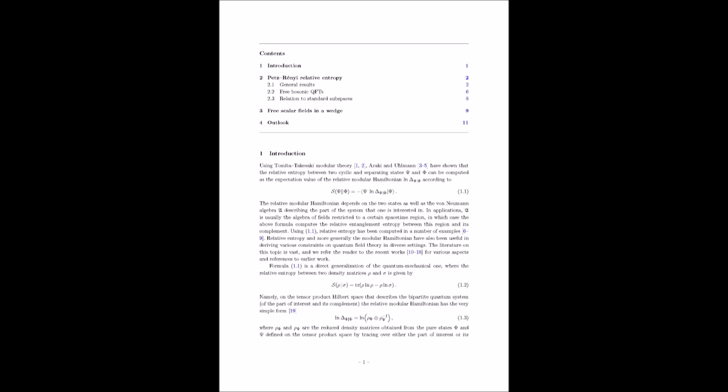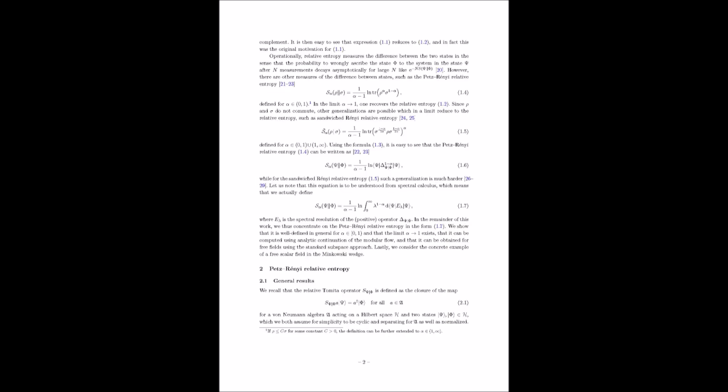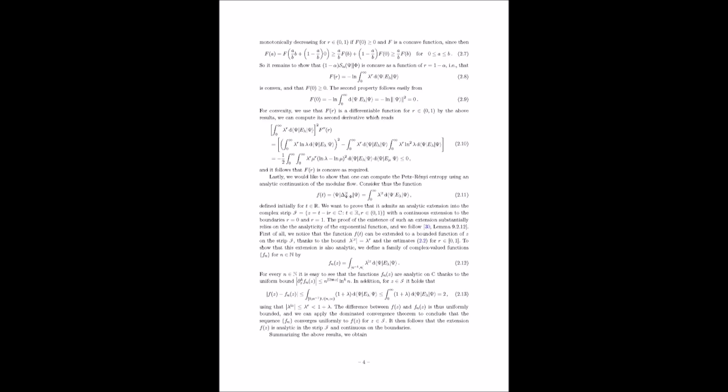Before the break, we were discussing the intricacies of analytically continuing the two-point function to derive the Petz-Rényi relative entropy in the right wedge of Minkowski spacetime. Right, we were just getting to the exciting part. Can we delve into the specifics of that analytic continuation and see how it leads to the formula for the entropy?